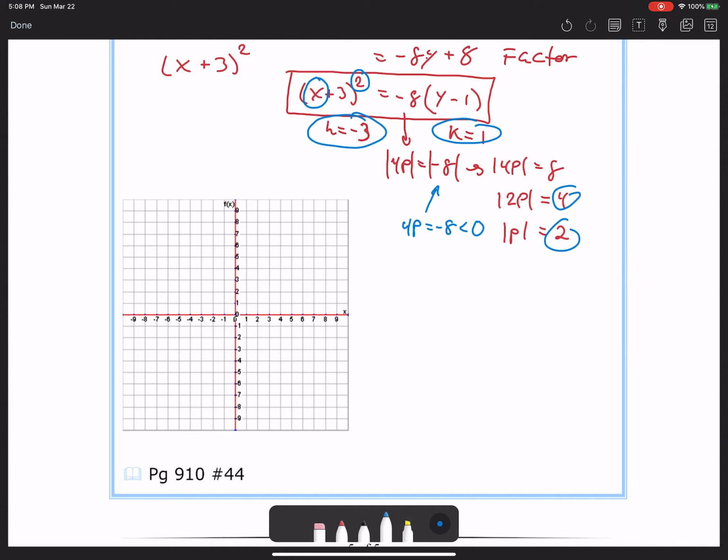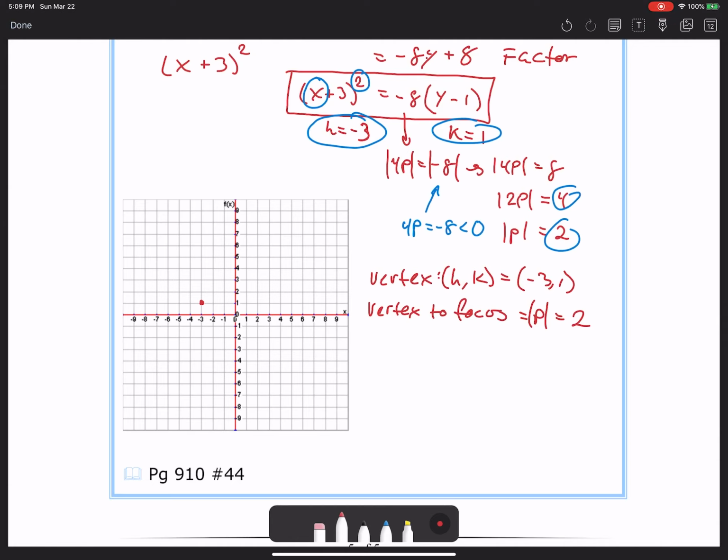Where's the vertex? The vertex is located at h comma k, which in this case is at negative 3 comma 1. So let's plot a point at negative 3 comma 1. There we go, that's our vertex. And the distance to the focus is p, with the absolute value of p, which we said is equal to 2.